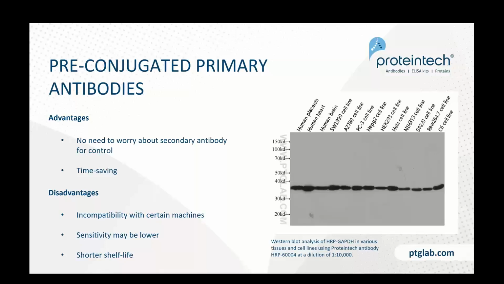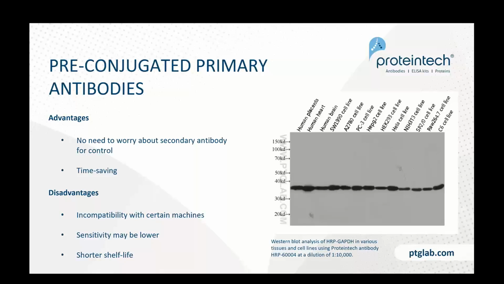In terms of pre-conjugated primary antibodies, the advantages are that you don't need to worry about the secondary antibody for your control. You don't have to think about, okay, I need to add this secondary and it'll work. You have one that's already there. So really, it's a lot of time and resource saving for you. The disadvantage is that whatever one you pick, it's really compatible with only one type of system.